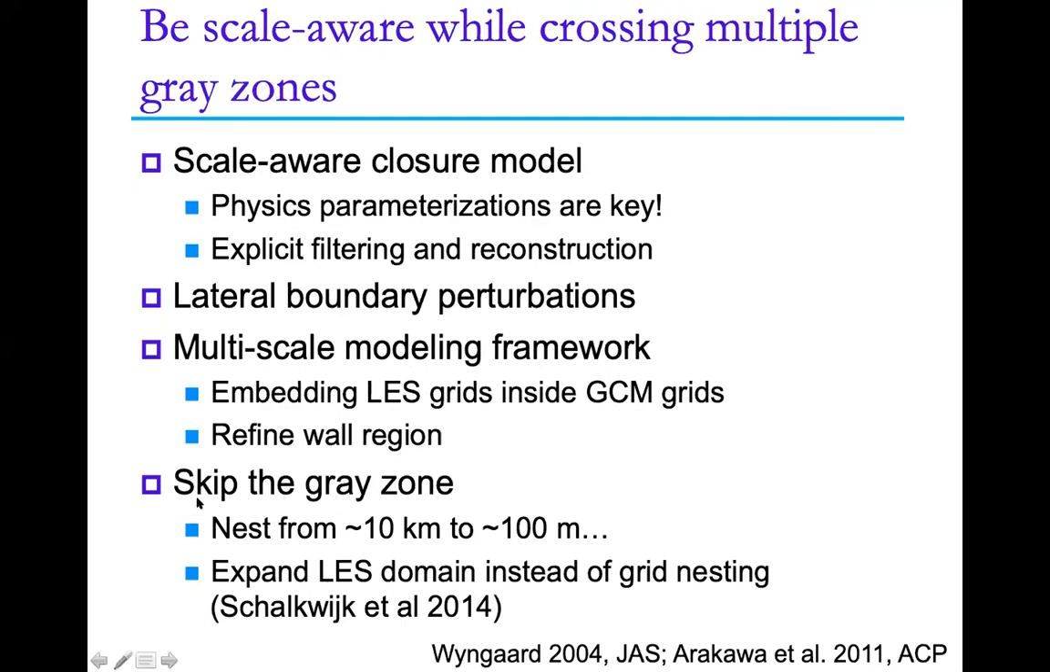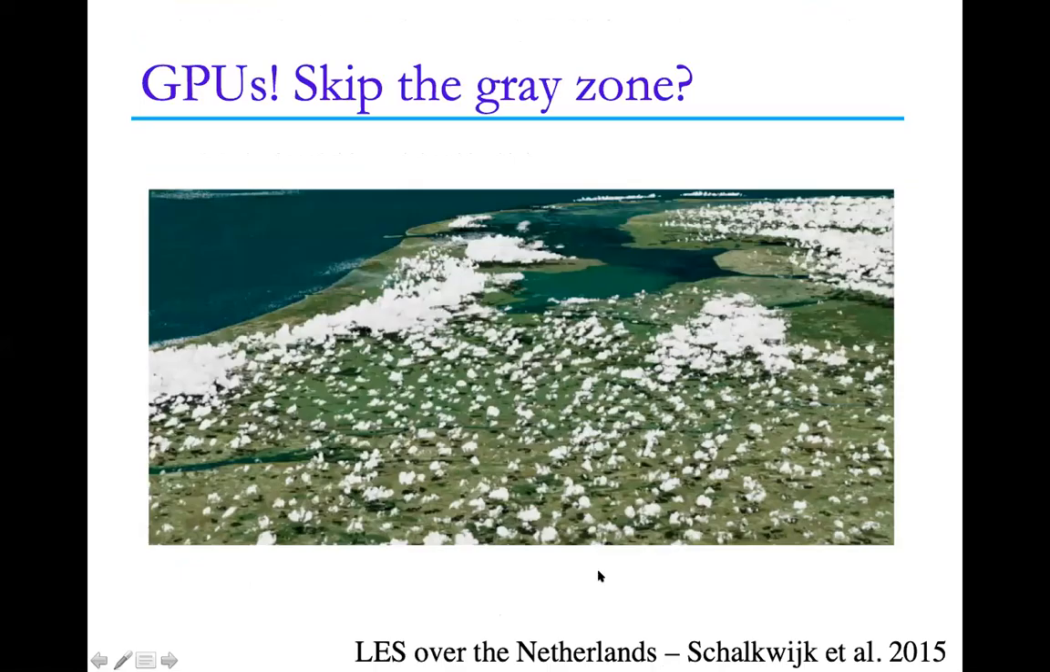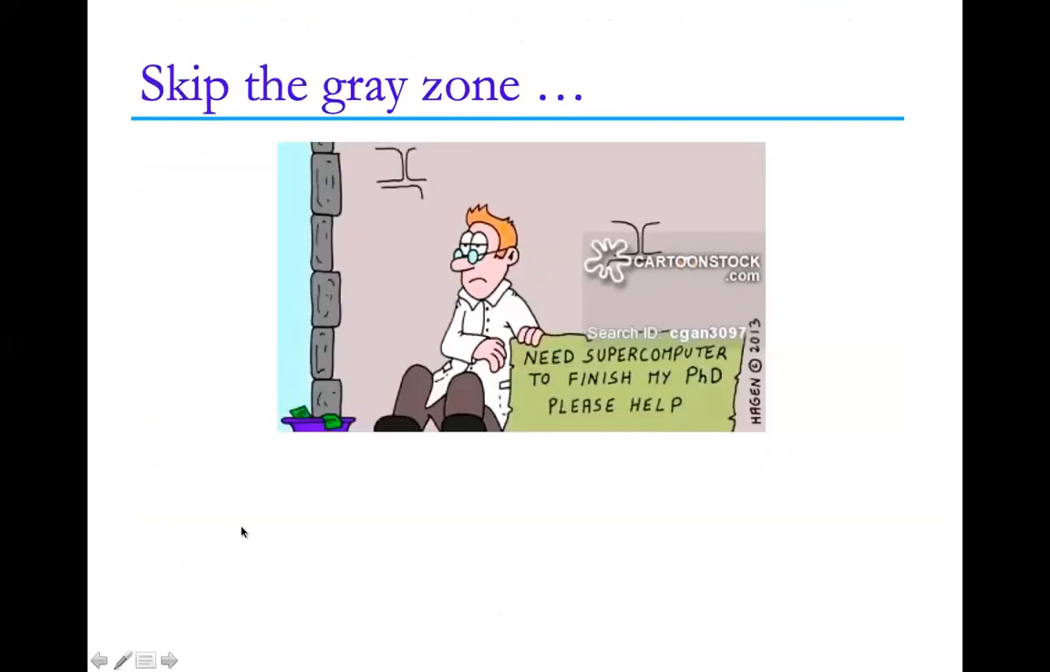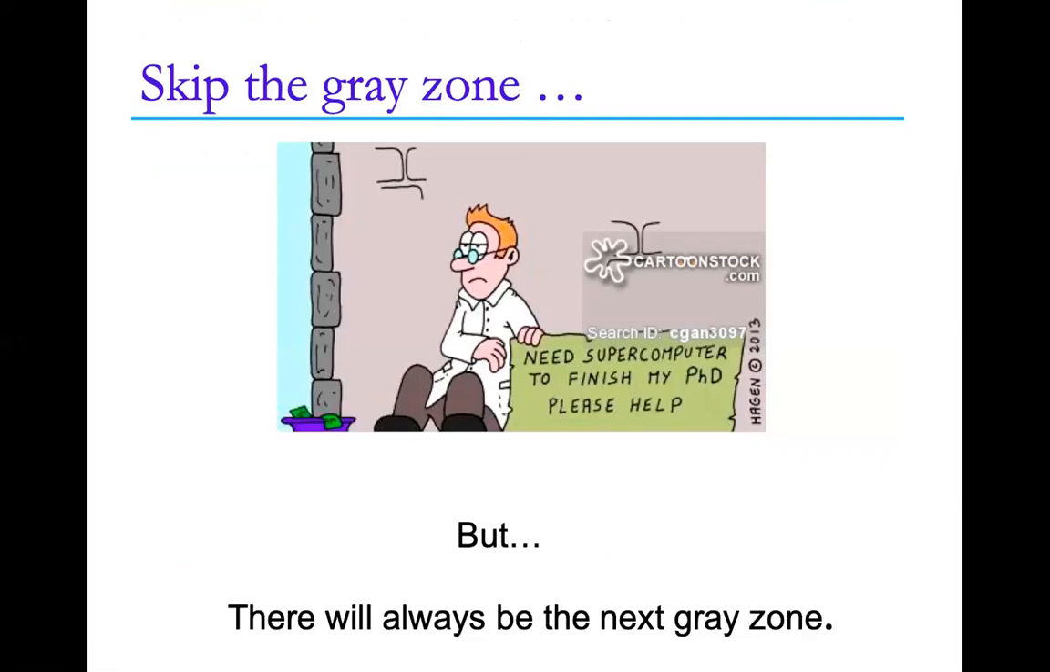And then finally, another approach is to skip the gray zone entirely. Instead of going from 10 kilometers incrementally down to 100 meters, maybe you just jump all the way to 100 meters by expanding the LES domain. And there's an example here from Schalkwijk et al. in 2015, where they did a GPU simulation, which ran really fast, a large eddy simulation over the entire Netherlands at 100 meters, though they didn't really need to nest. They just kind of jumped down to 100 meters. So maybe that's one way to go. But if you skip that gray zone, you'll probably find another gray zone with land use or topography or something else with the closure model along the way.